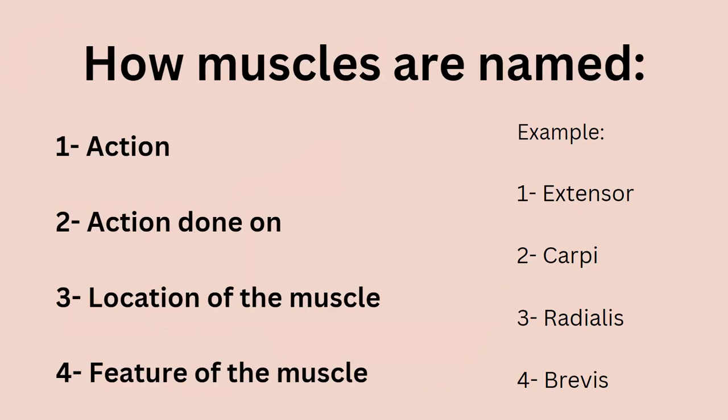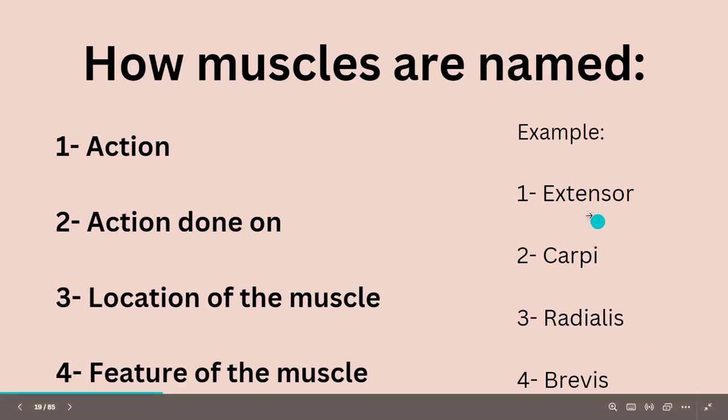Now, this is a general rule for all muscles, both in the anterior and the posterior compartment. Muscles are usually named depending on, and this is actually chronological, the action done, the action done on, the location of the muscle, and the feature of the muscle. So what do I mean by this? Let's take an example. This is one of the muscles in your extensor compartment or your posterior compartment of the forearm. It's called extensor carpi radialis brevis.